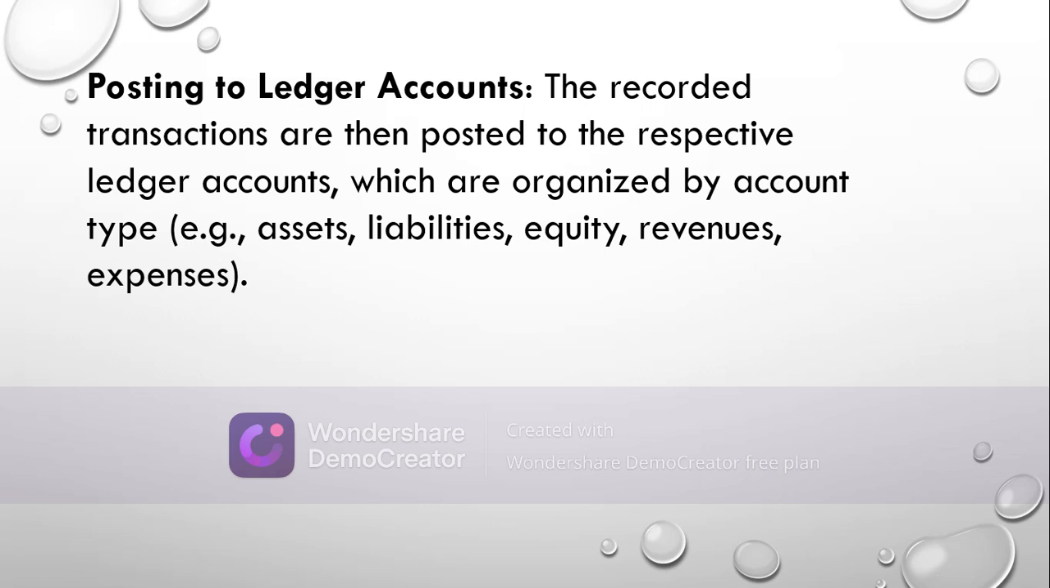The next step we're going to take is posting to the ledger accounts. I told you ledger accounts are respective accounts that entries are posted to. Now, there are different types of accounts. We have the liability accounts, the asset accounts, the equity, revenue, and expense accounts. Wherever the transaction falls, you're expected to post its entry in its appropriate account.